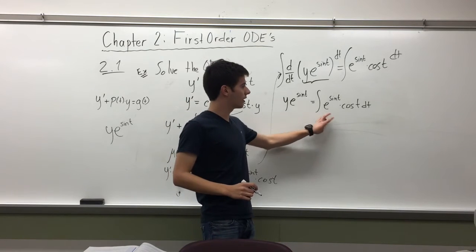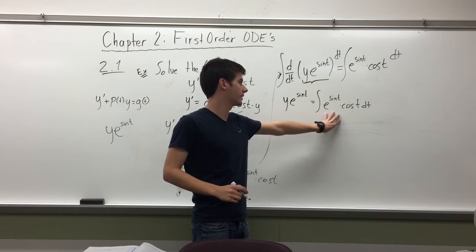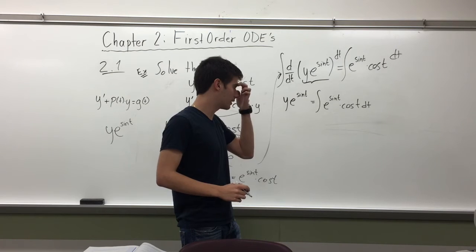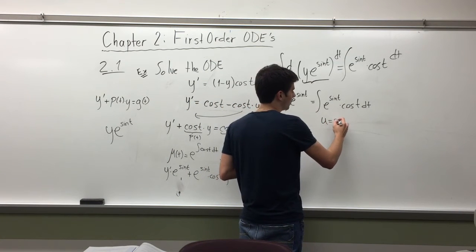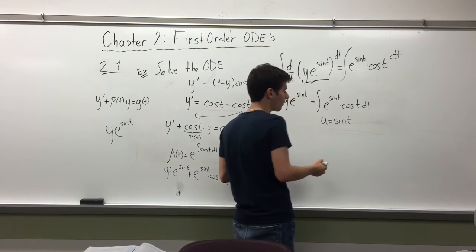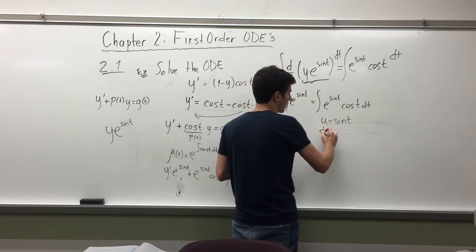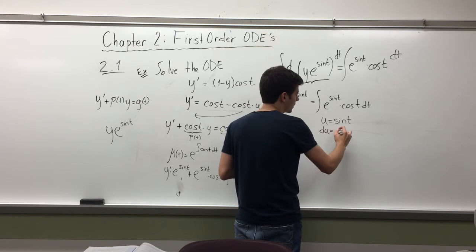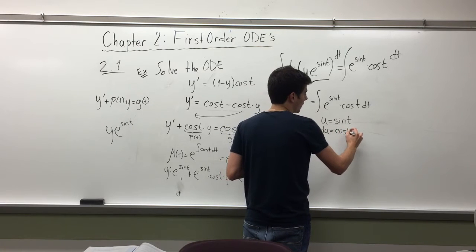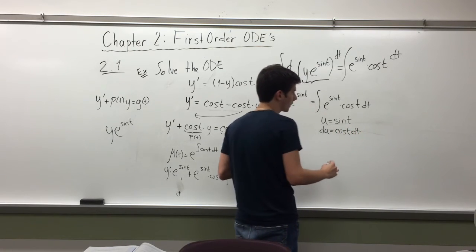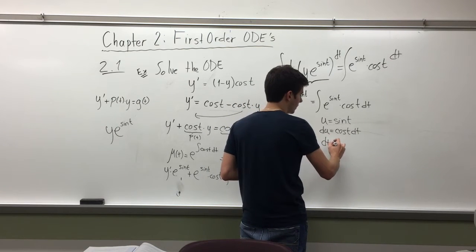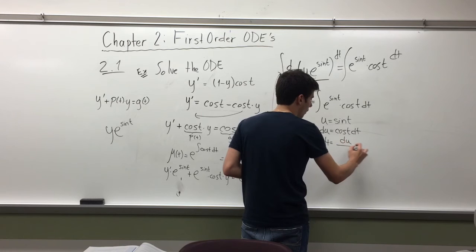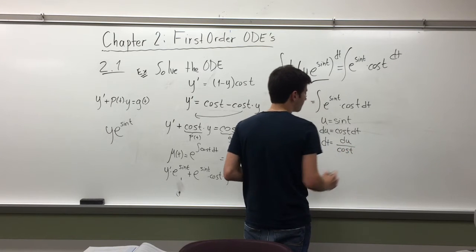And how do we solve this integral on the right hand side? I think it's pretty easy. Let's use u substitution. Let's call u sine of t, and if we differentiate it, du is going to be cosine of t dt. And I usually solve for dt, so dt is equal to du over cosine of t.